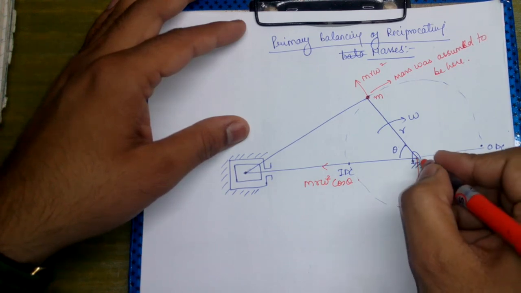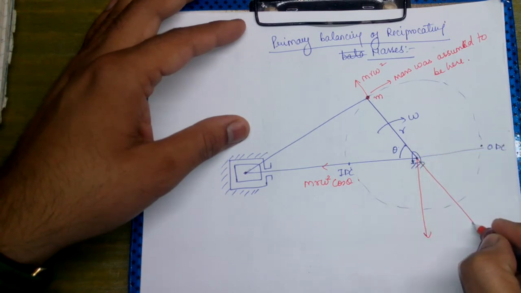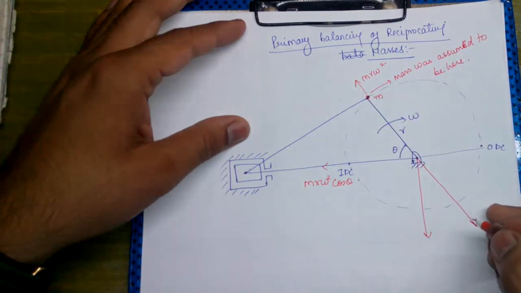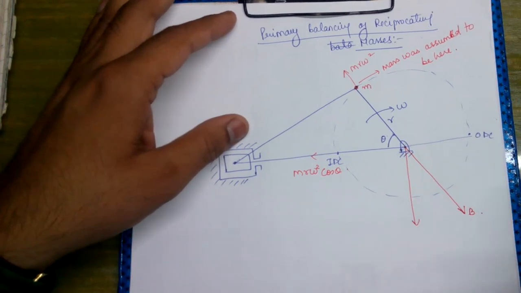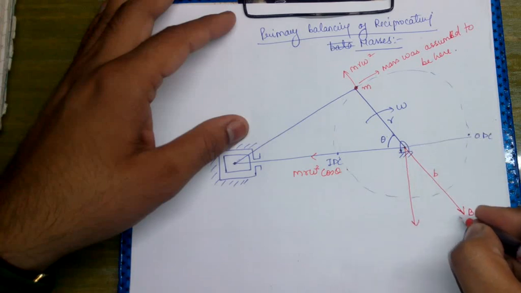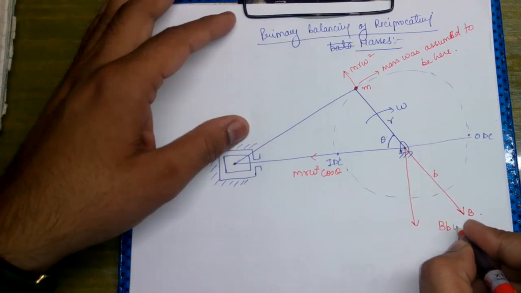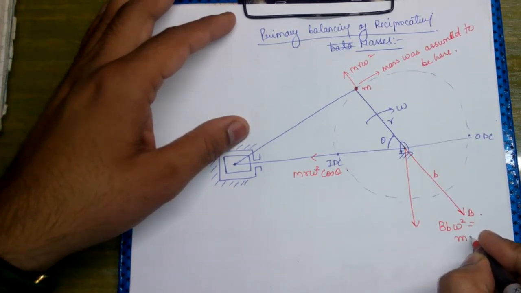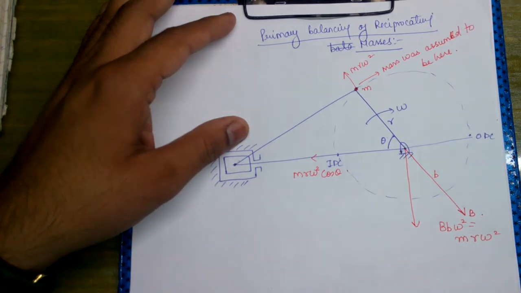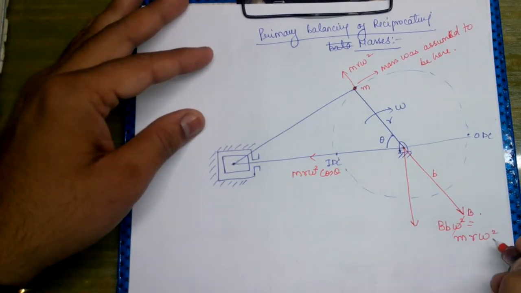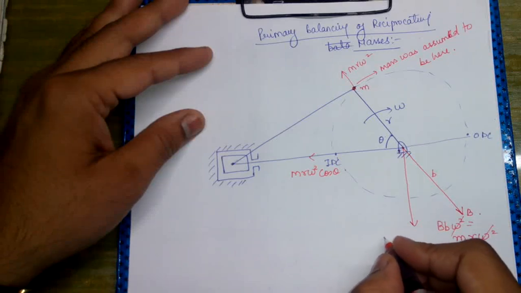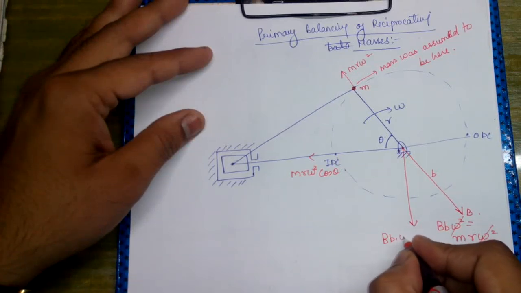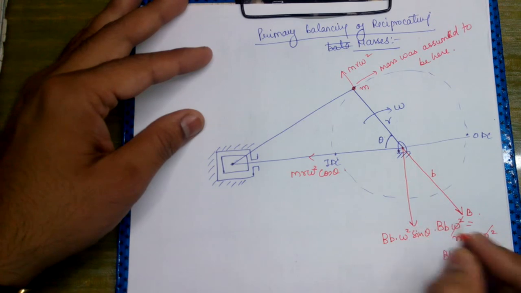Here, we assumed that just opposite to it we placed a balancing mass B, such that the distance was b, such that capital B into small b omega square was equal to M r omega square. So omega square gets cancelled out. B into small b is equal to M into r. So here we had the component of B b omega square sine theta.